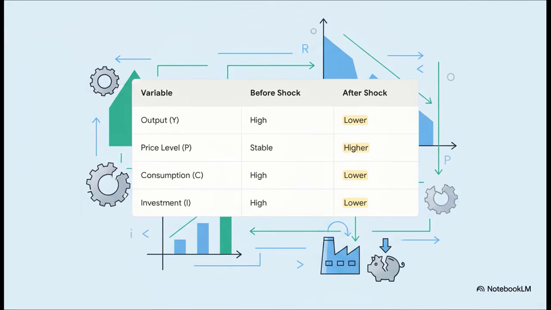The economy is now smaller. Its total output is just lower. At the very same time, prices are higher. And with a smaller economic pie to go around, and borrowing being more expensive, it's no surprise that both consumption, what we buy, and investment, what businesses build, have both dropped off.